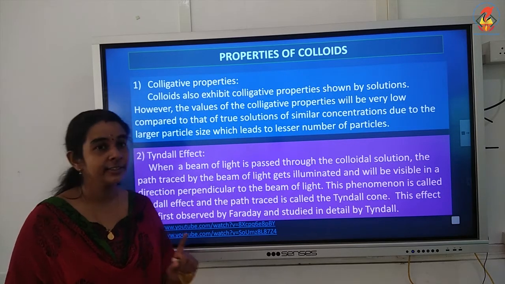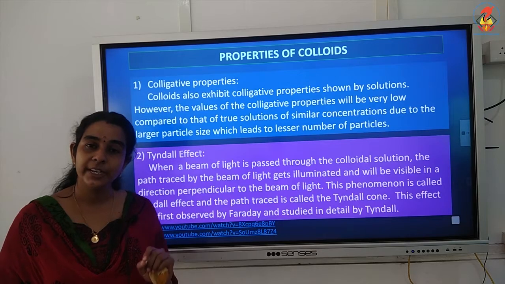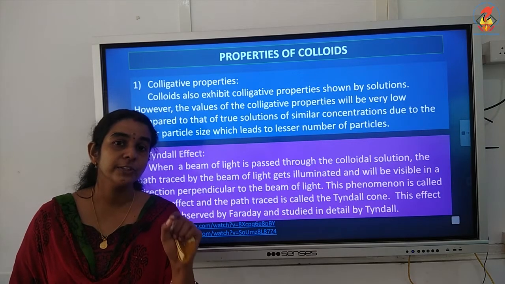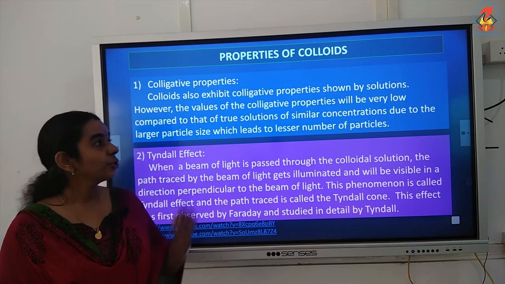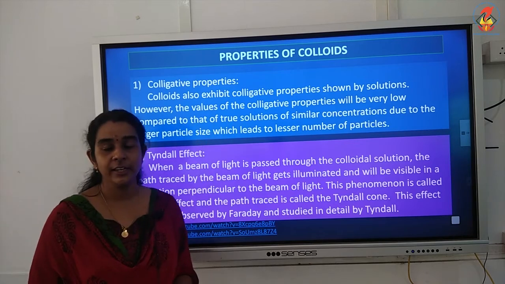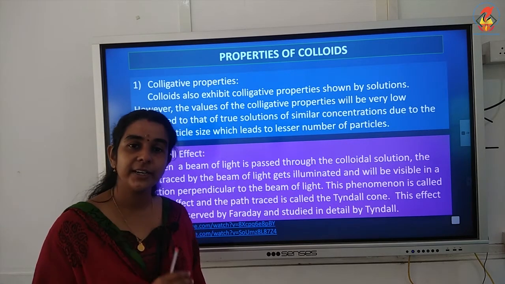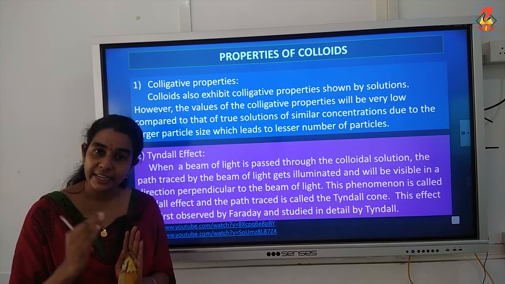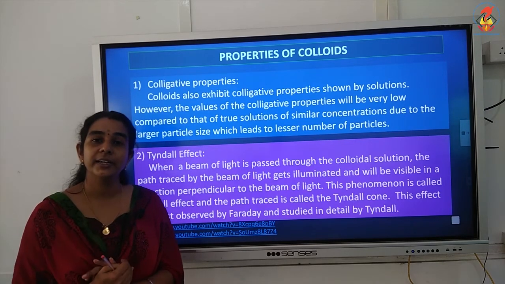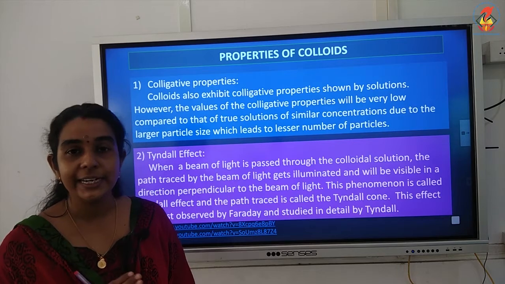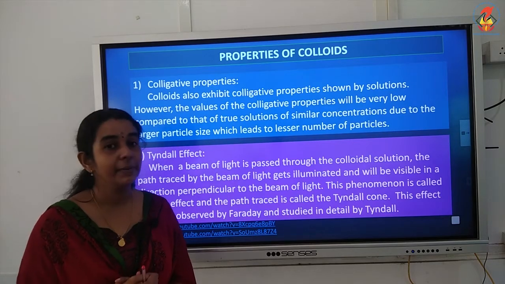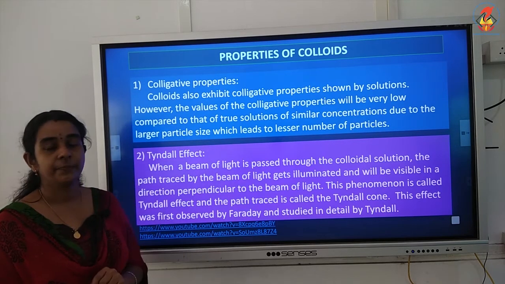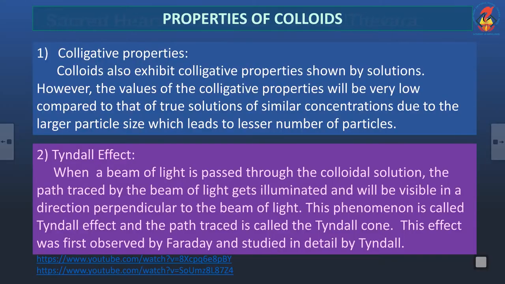Why? The reason is colligative properties depend on the number of solute particles. When we compare with a true solution, in a true solution the size of the particle is very small, but in the case of a colloid there is aggregation of particles and the size of the particle will definitely be larger. So, the number of particles will be less in the case of colloids. That is why the colloids will exhibit a lower value for colligative properties.